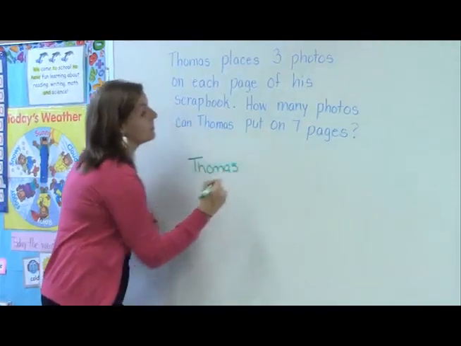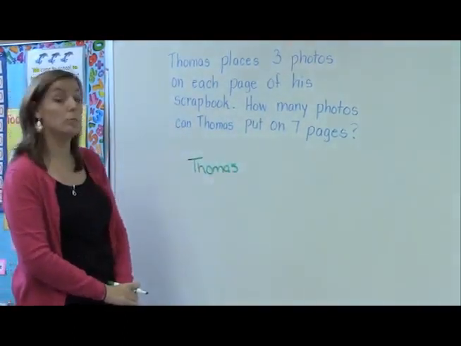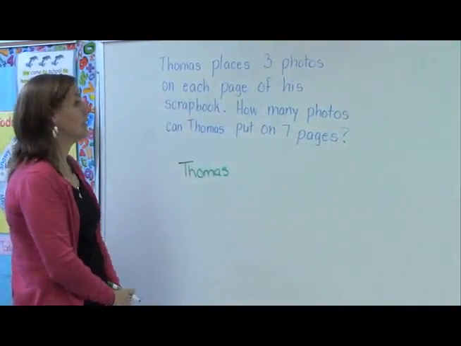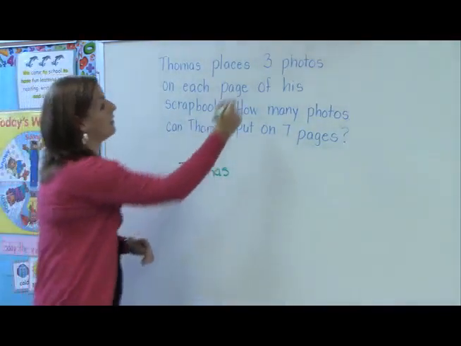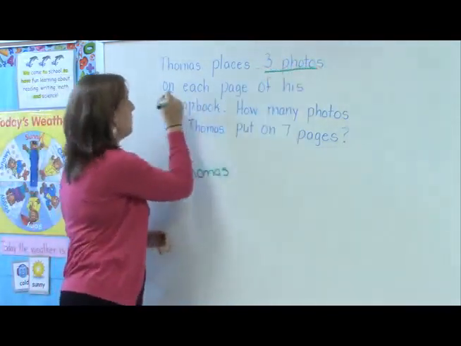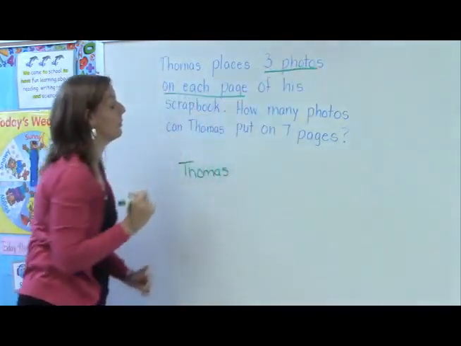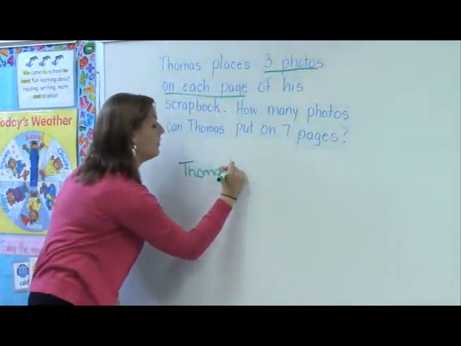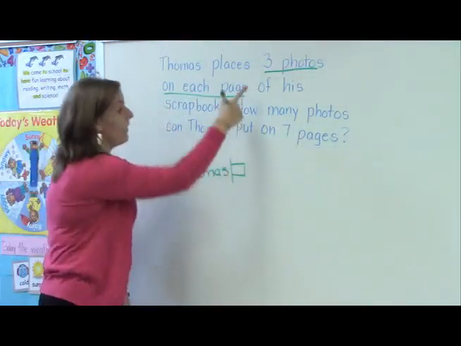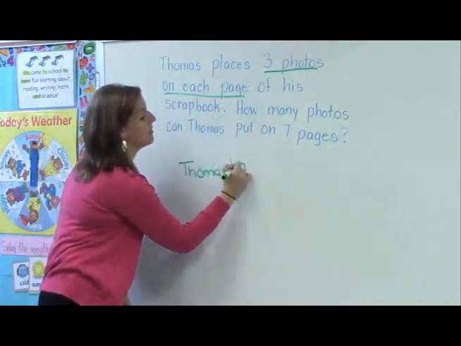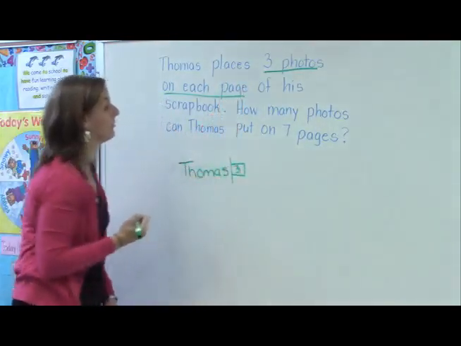The next step is to read each sentence one at a time. Thomas places 3 photos on each page of his scrapbook. So I'm going to underline 3 photos on each page, because that's important. Then we give Thomas a bar, and we know that there has to be 3 photos on each page, so we're going to put a 3 in the bar.